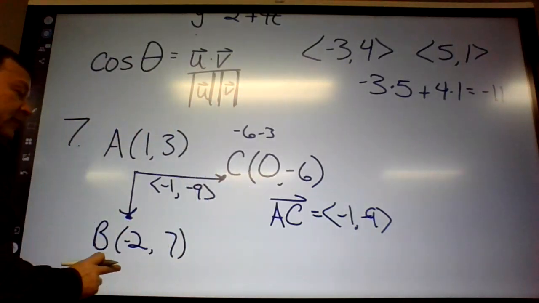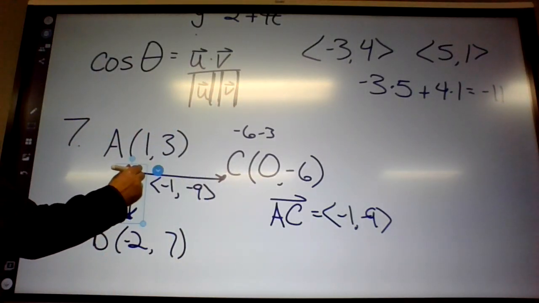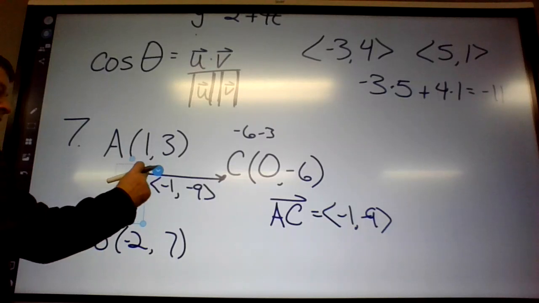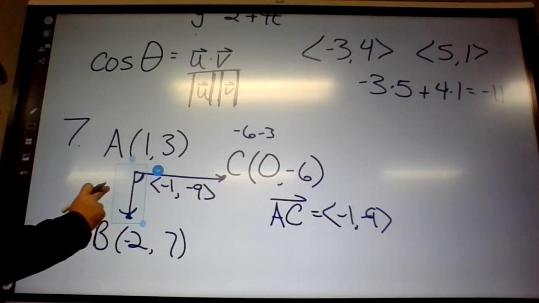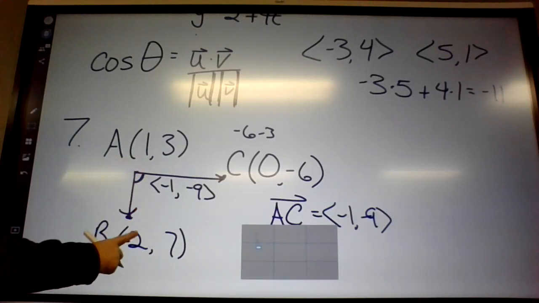Okay, that'll be one of our vectors. And then we need vector AB also. Now they told me we're looking for angle A, so I need the vectors that create that angle. I need both of these. So for vector AB, going from here to here, we're going from 1 to -2.